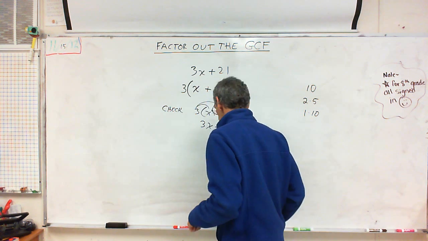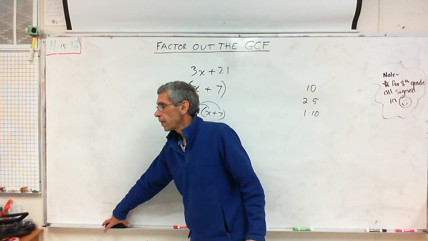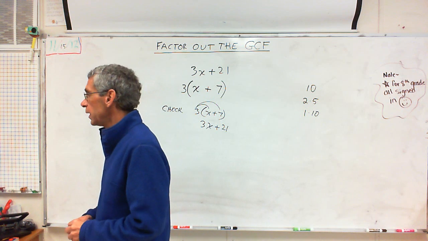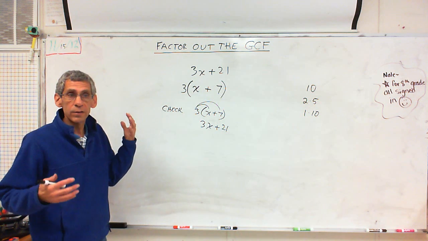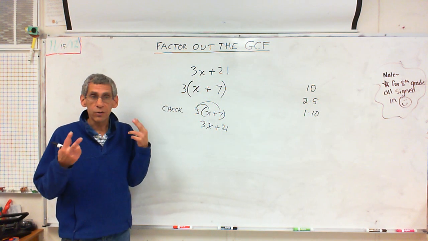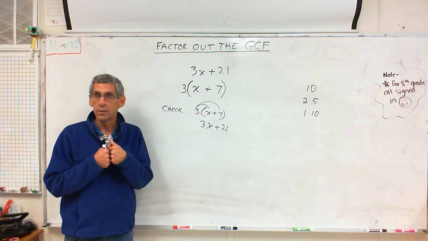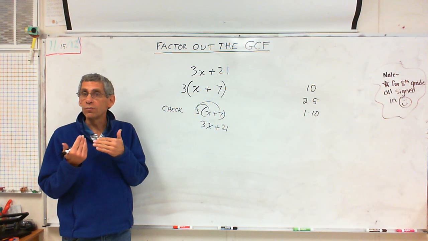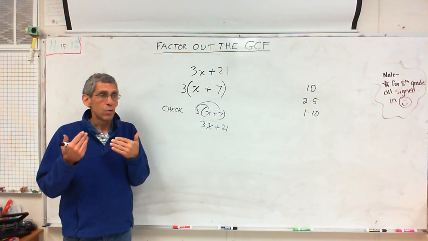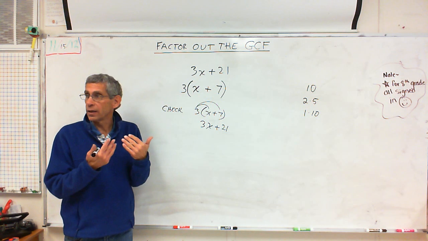So it's kind of like dividing the thing by the greatest common factor? Yes. So there's two ways. Once you find your greatest common factor, there's two ways to think about it. You can either think of it in terms of multiplying, or you can think of it in terms of dividing.